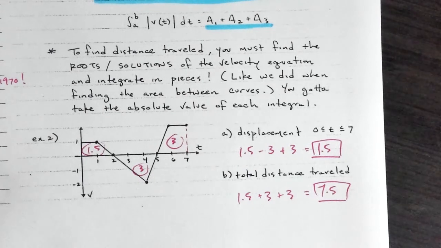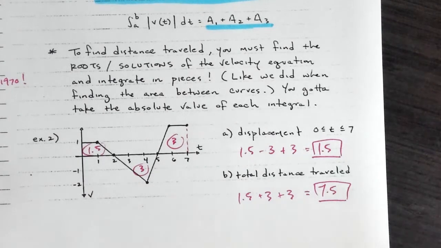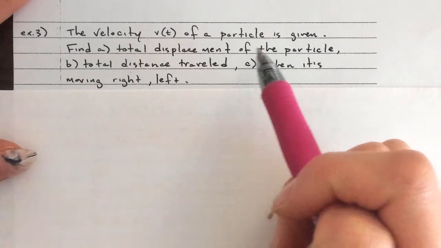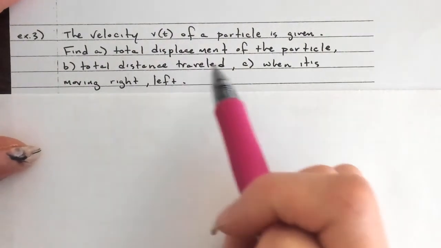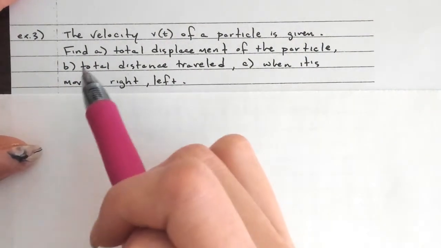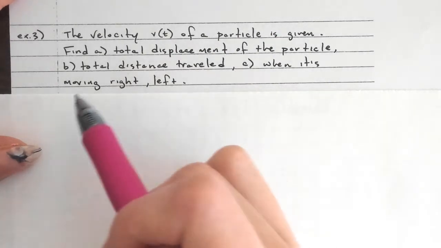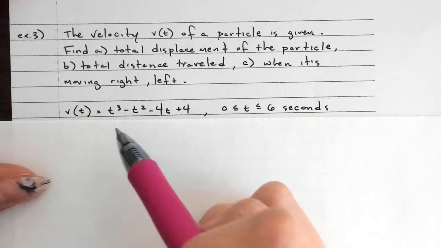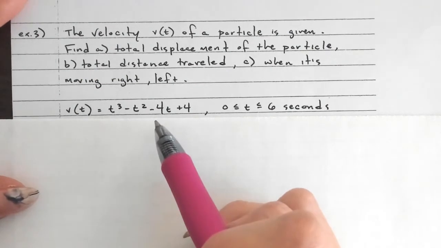Okay? And then on the back, there's one question on the back, and it is still review. So let's take a look at it. The velocity of a particle is given, and you're going to find the total displacement, the total distance traveled, and when the particle is moving to the right and the left. So it's been a little while. So let's say this is your velocity function. So what are you going to do?